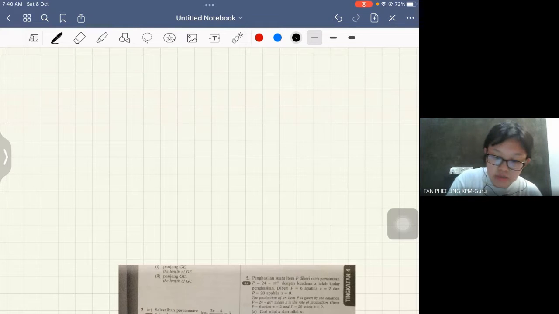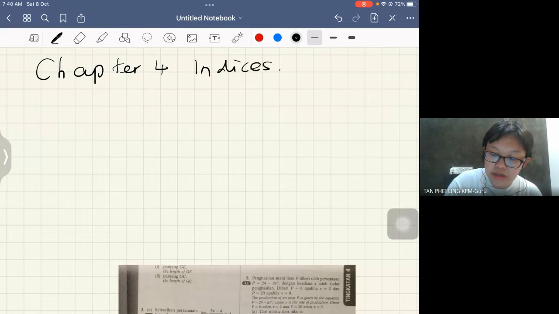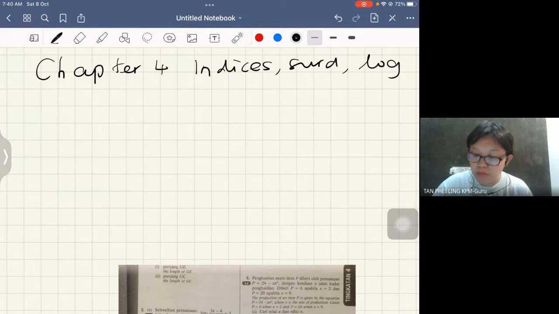Okay, so today we're going to do chapter 4. Everybody can see my screen, right? Yes. Okay, so today's topic is chapter 4, which includes indices, and then you also have surds, as well as one more, which is logarithm. For this topic, the main thing I have to revise is a few laws of indices first, as I mentioned in the classroom.